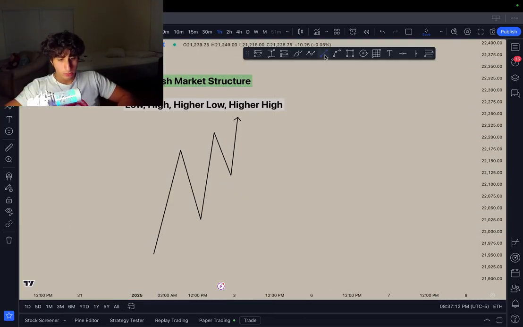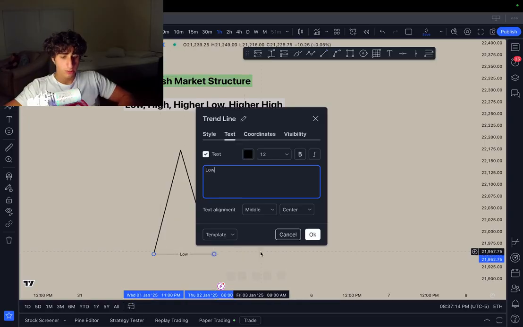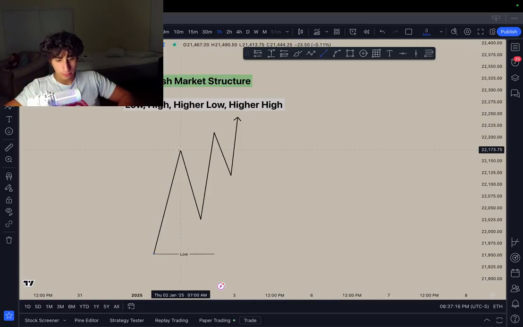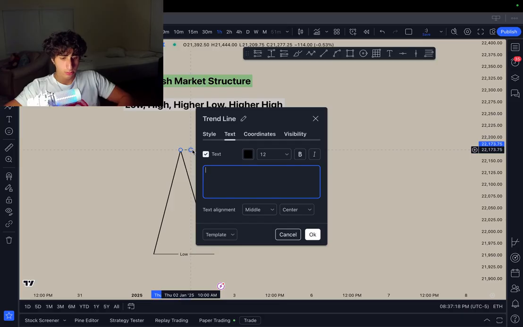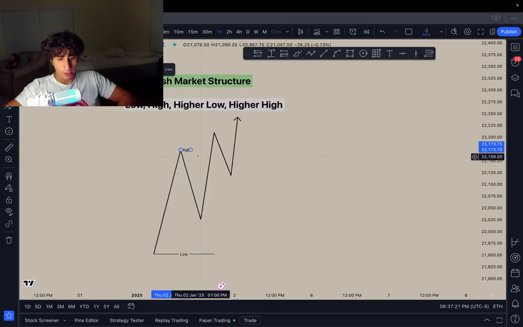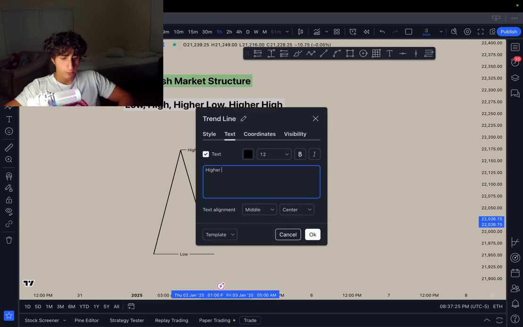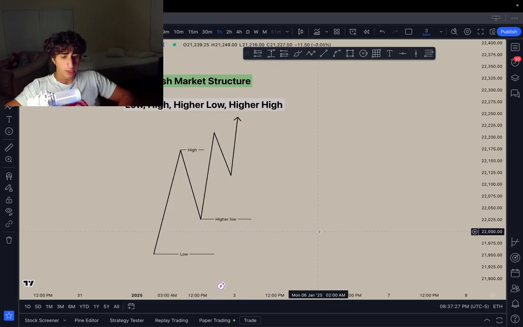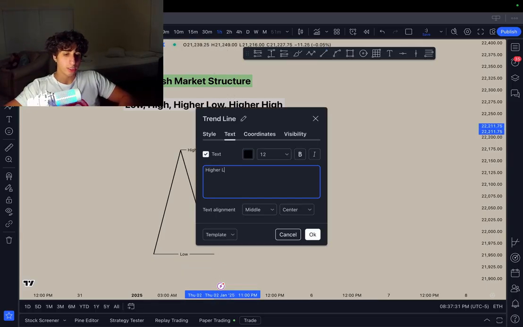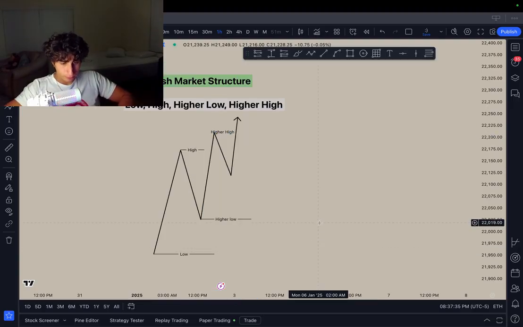So this is your low right here. And then this is your high right here. And then your higher low. And then your higher high, and then your higher low, higher high, right? So this is your bullish market structure.